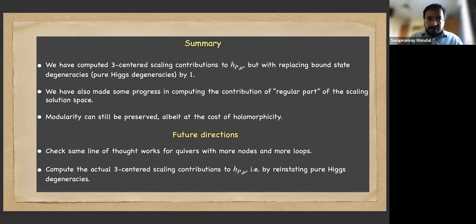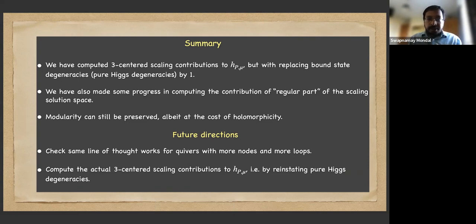Just to remind, we started with this H_{P,mu}, where we tried to compute the contribution of 3-centered scaling solutions to these objects. That problem was tough, so we considered a simplified problem where we imagined that the degeneracies were 1. We just looked at the conditions of their existence, and for that partition function we showed that it indeed converges and computed the modular completion. In our paper, we also made some progress on the contribution from the regular part, which I didn't talk about. The point is that at the end of the day, we can still preserve modularity, although the cost is holomorphicity, because tau bar appears in this extra E2.